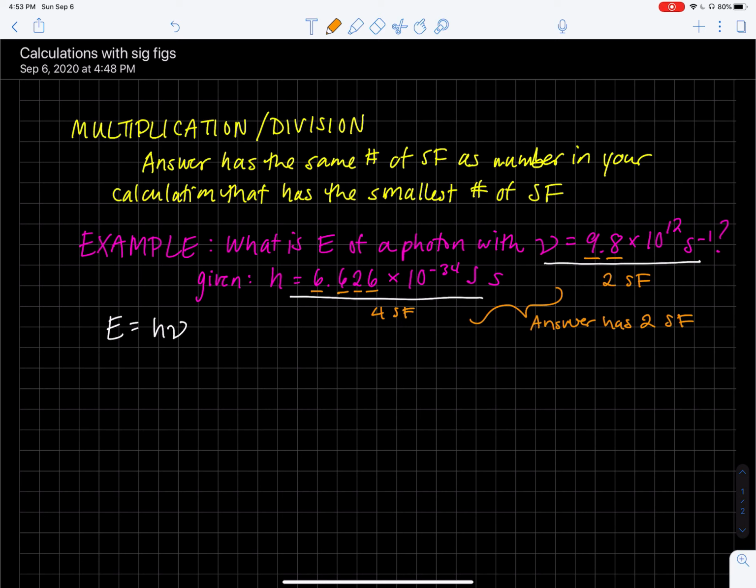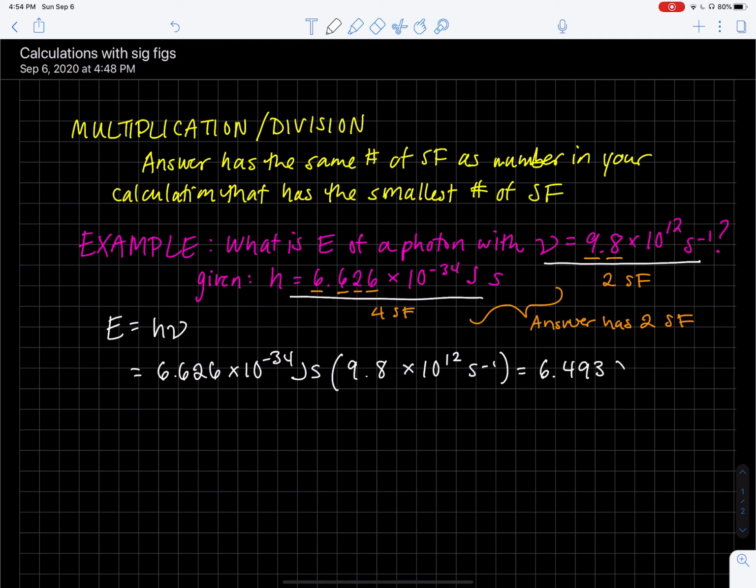All right, so if I go ahead and do this calculation, putting in the numbers, so 6.626 times 10 to the minus 34 joule seconds times 9.8 times 10 to the 12 per seconds. If you put that into your calculator, I got 6.493 times 10 to the minus 21 joules, and I'm not done. That's not my answer. My answer has to have 2 sig figs.